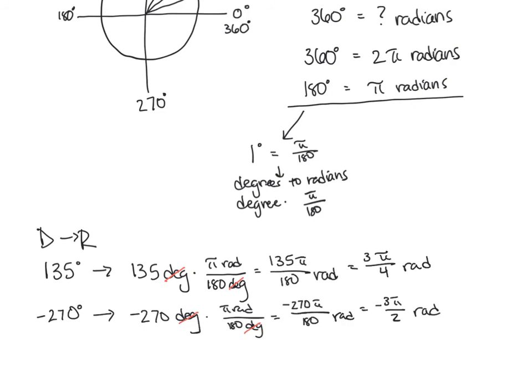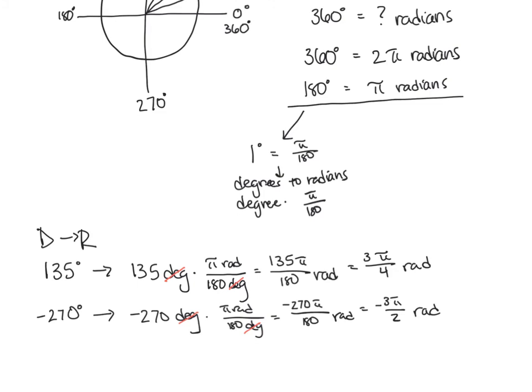So let's see, negative 270 is like 3/4 of the circle in the clockwise direction, then that's exactly what negative 3 pi over 2 is. It's pi over 2 3 times in the negative or the clockwise direction. So that's going from degrees to radians.